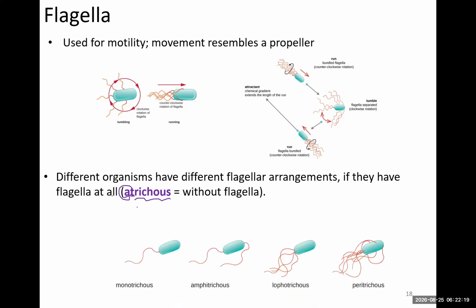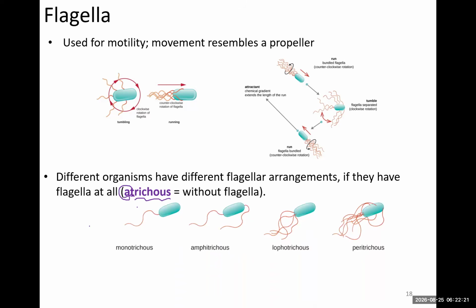So a few other arrangements. So monotrichous is going to be just one of these hairs, or one flagella. Amphi, think of like ambidextrous. Amphi means there's some on both sides. So in this case, there's just one at each end. And then lophotrichous means there's a tuft of flagella at only one end.